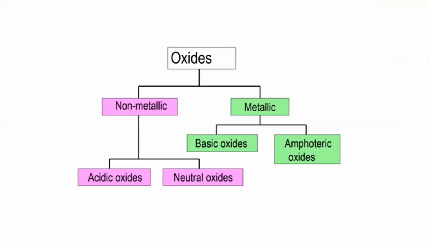You should be able to classify them. Oxides are basically divided into two main categories. First, there can be a non-metallic oxide. Non-metallic oxide means a non-metal is present with oxygen. And an oxide can be a metallic oxide. Metallic oxide means a metal is present with oxygen. Because we know oxygen is a non-metal itself.